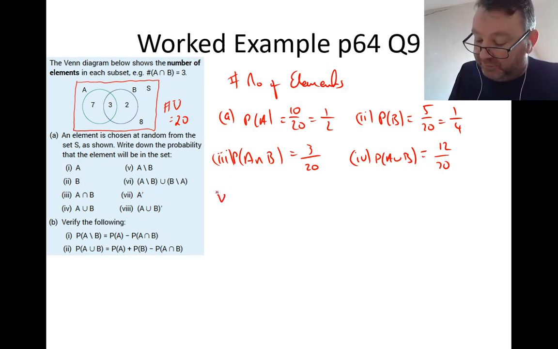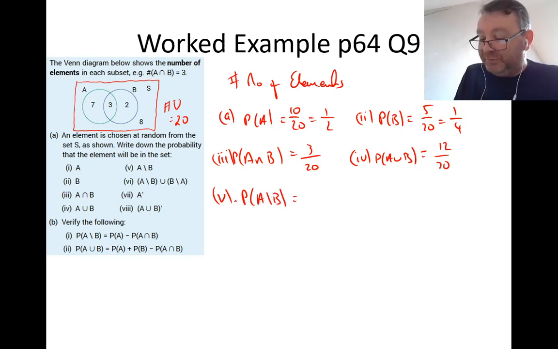Okay, part 5. What's the probability of A less B? Remember that? Or A less B. So you take away that. So it's only 7. There's A. Ignore B, which means it's 7 over 20. Part 6.